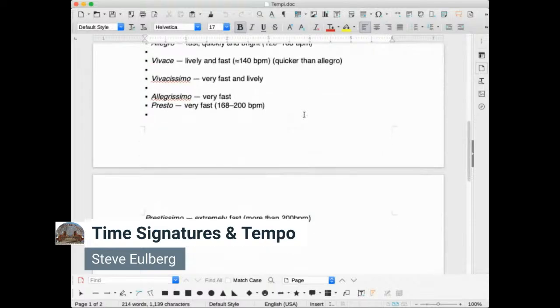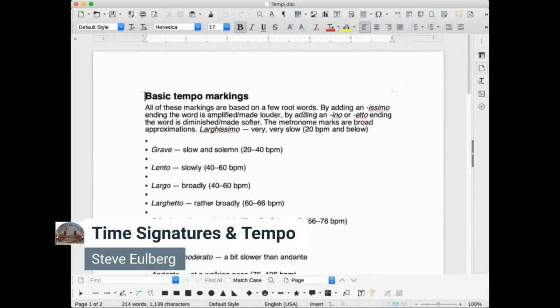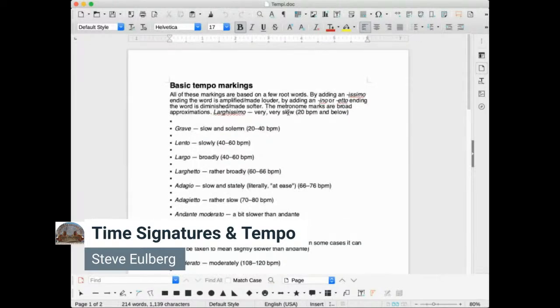It is possible the words for timing are in Italian. The basic tempo markings. And there are just some simple rules here. All the markings are based on a few root words. If we add "issimo," that means everything we're doing is amplified, made louder or faster. By adding "ino" or "etto," it's diminished or made softer.